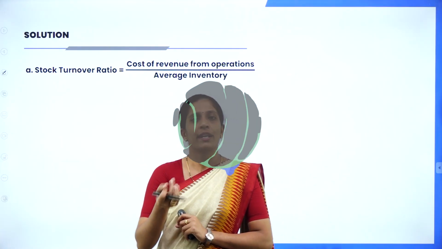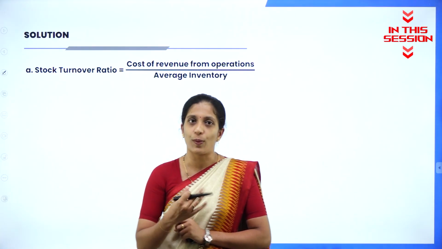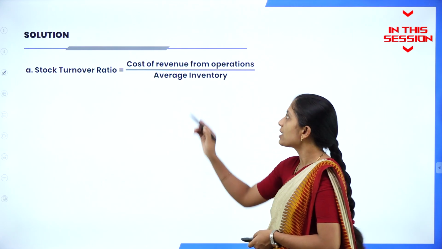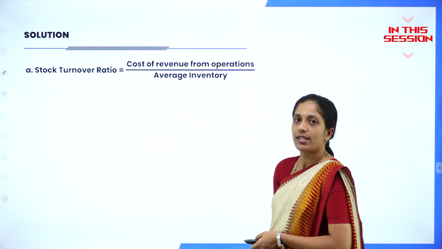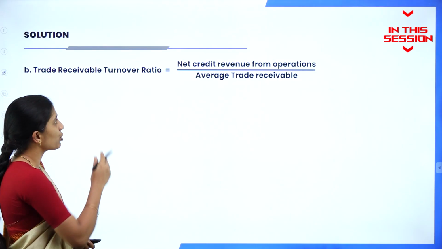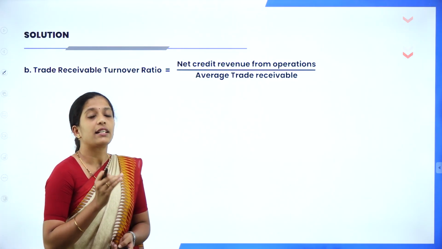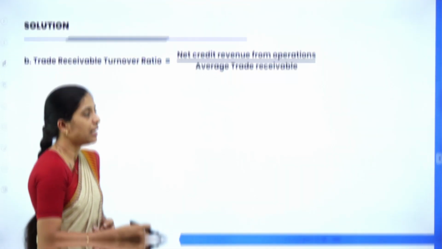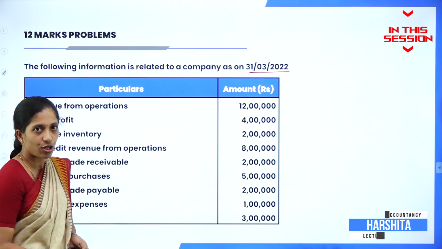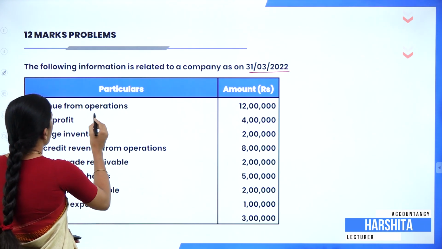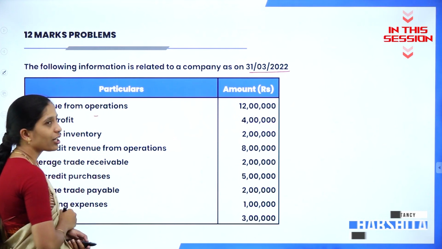So stock turnover ratio as well as inventory turnover ratio are one and the same. Stock turnover ratio is equal to cost of revenue from operations divided by average inventory. Trade receivable turnover ratio is equal to net credit revenue from operations divided by average trade receivable. Cost of revenue from operation is not there. So how to find out cost of revenue from operation? Revenue from operations minus gross profit.